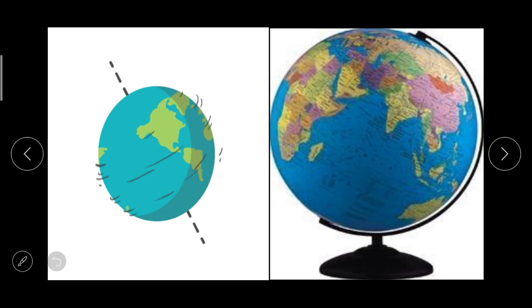Then the second one, list the continents and oceans through which the equator passes. We have to list the continents and oceans through which the equator passes, and our answer is, if we talk about the continents, then South America, Africa and Asia are the continents through which the equator passes, and ocean, it is Atlantic Ocean and Pacific Ocean through which the equator passes.